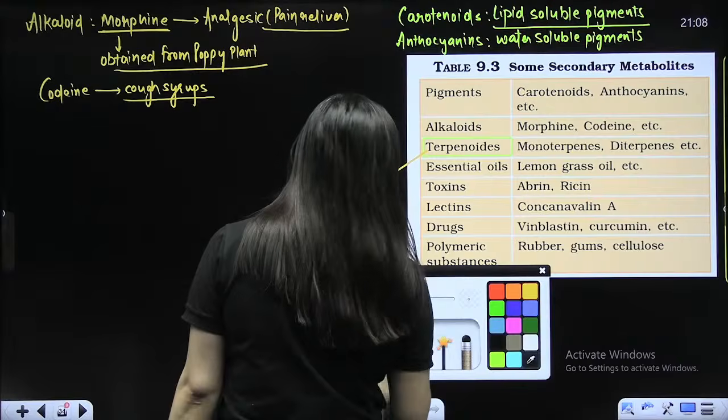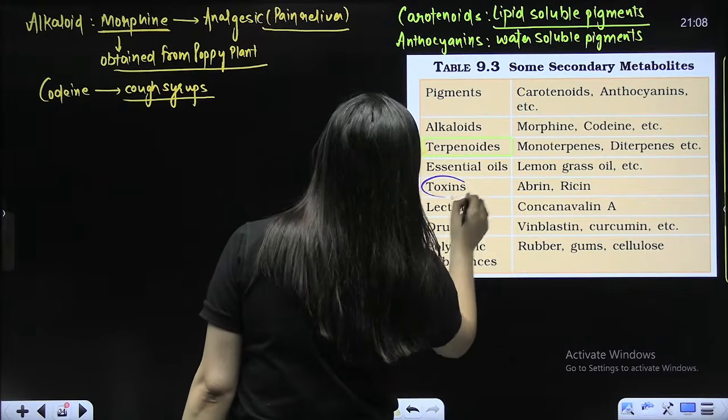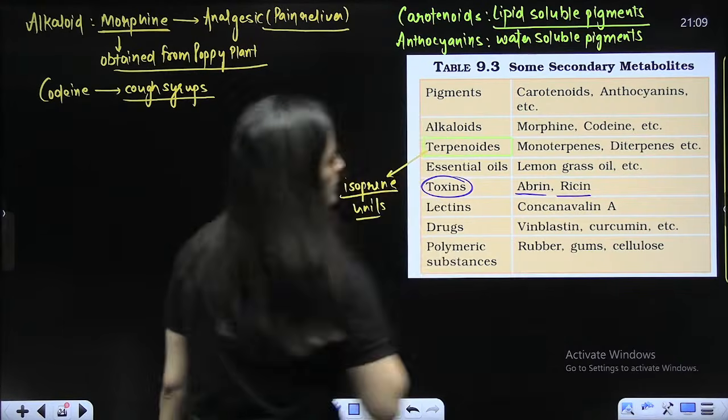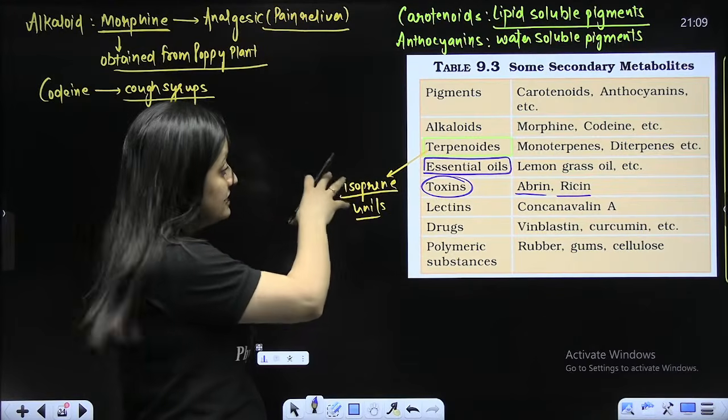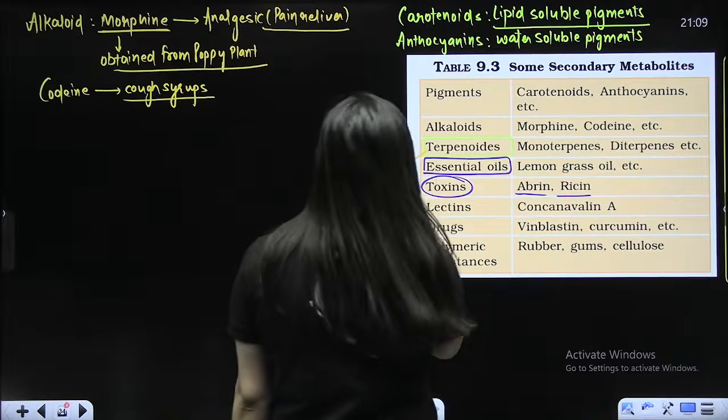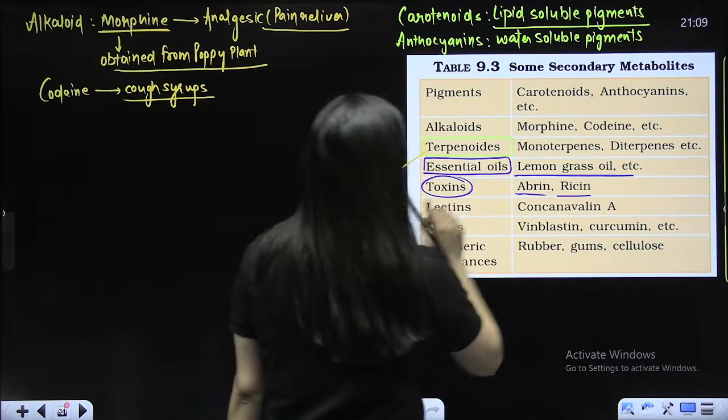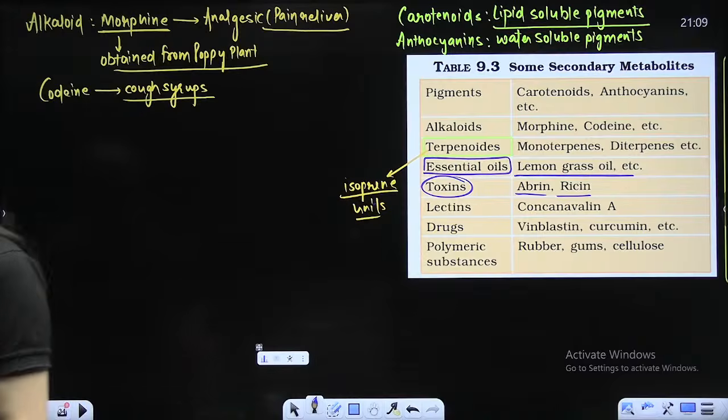Next are the toxins. Toxins will include heparin or ricin. Essential oils are also there, and in some oils these isoprene compounds are present. Lemongrass oil is there. Then toxins are there.